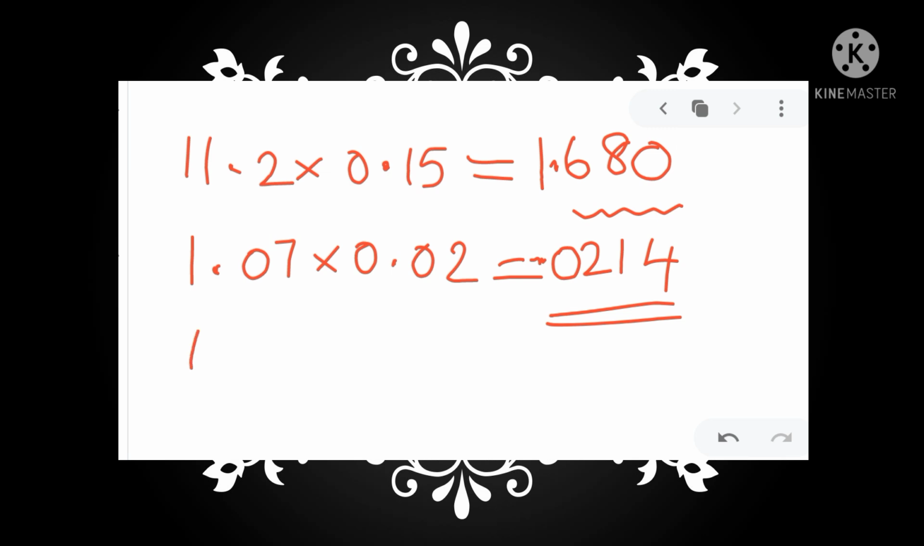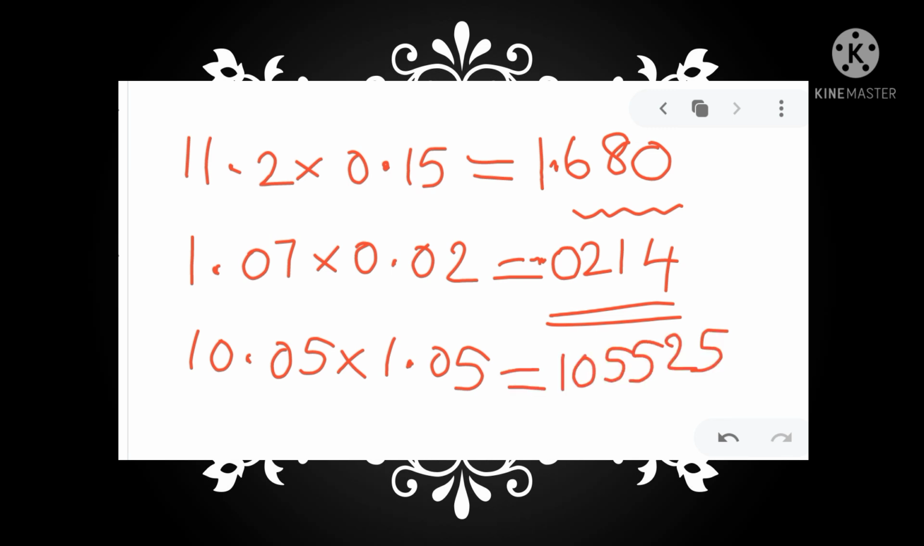The next one, 10.05 into 1.05. Here the product is 105525, but we want total decimal places here 2, here 2. Total decimal places 4, so we want to write the point in between 0 and 5. Then it is 10.5525.